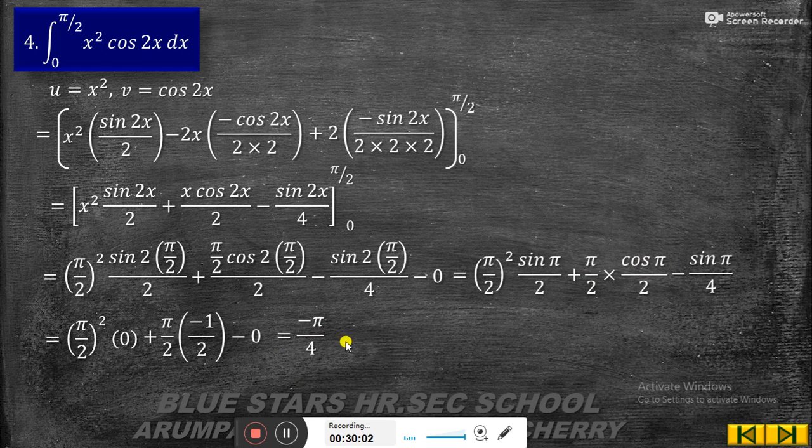Next I substitute the lower limit, which comes to 0. Every lower limit is 0, so here 0 and sin 0 is 0. So the lower limit comes to 0. That means we write pi by 2 whole square into 0, 0, and this is a minus pi by 4. So our answer is minus pi by 4. We complete our class.